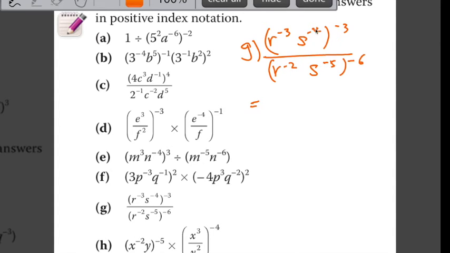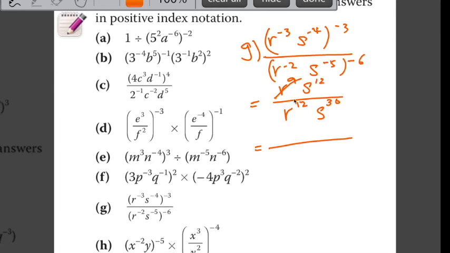So let's multiply in. r to the power of negative 3 times negative 3 gives 9. s to the power of negative 4 times negative 3 gives 12. r to the power of negative 2 times negative 6 gives 12. s to the power of negative 5 times negative 6 gives 30. So r to the power of 9 in the numerator means r times itself 9 times, and this one will be r times itself 12 times.